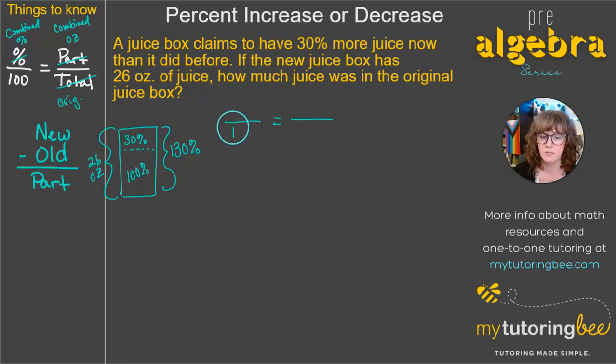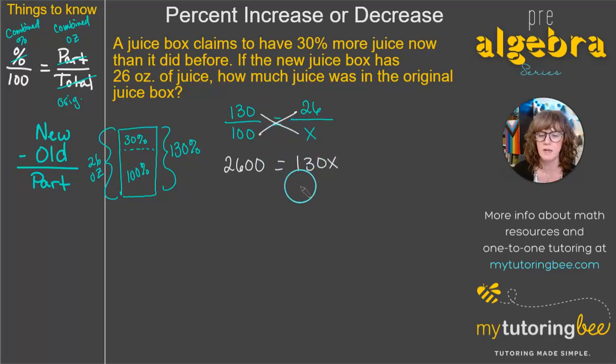So we still are using 100 as our denominator here. Our combined percentage is 130%. Our combined ounces is 26, and we don't know what that original amount is. So now we can go ahead and do our cross multiplying. So 100 times 26 is 2,600. 130x over on the other side, and then we're going to divide by 130.